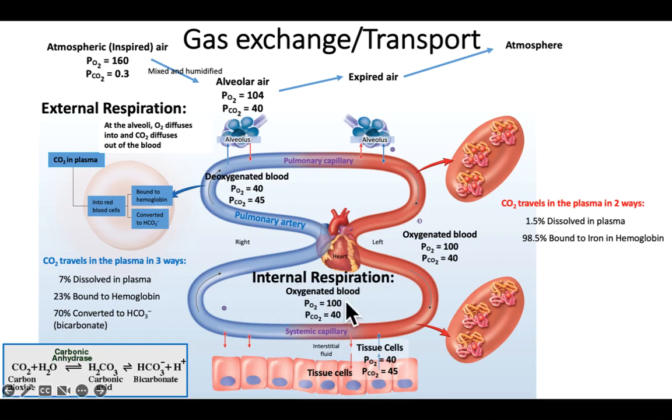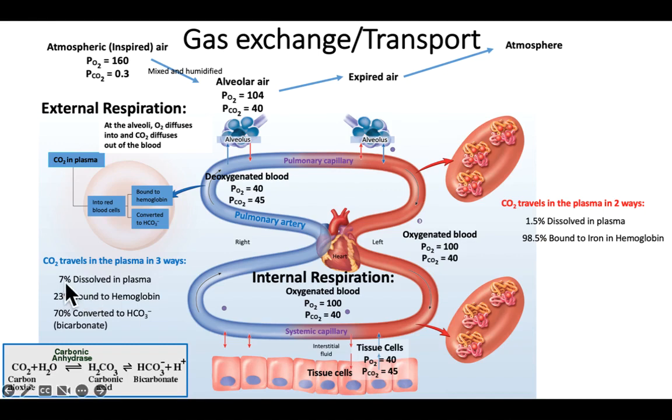And because oxygen is high in oxygenated blood, it'll diffuse into the cells. And because carbon dioxide is high in the cells, it'll diffuse into the blood. And now that blood becomes deoxygenated, but remember, it's carrying carbon dioxide. So what happens to the carbon dioxide?